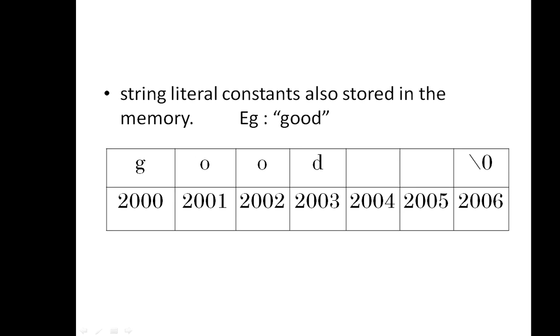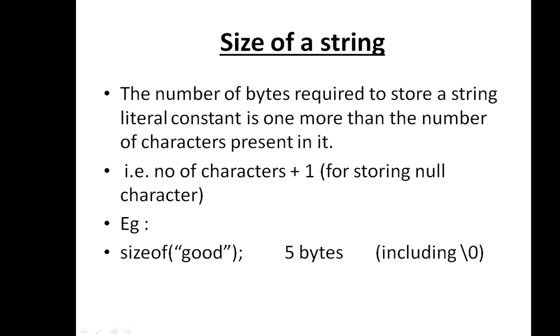And there is something called the length of the string. For the string we are going to store here, "GOOD", how much space do we need? 1, 2, 3, 4 and 5. That is, for storing a 4-character word we need 4 plus 1, where the extra one is for the null character. That is called length and size.